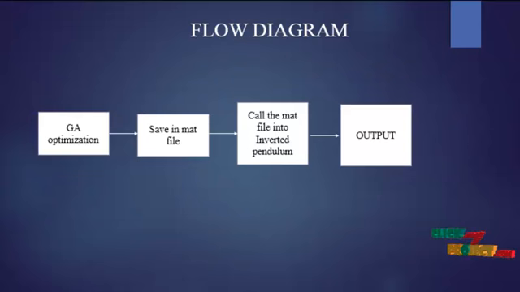Next we see the flow diagram. In the flow diagram, the optimization is GA optimization, then the optimized value is saved in a mat file, then the mat file is called into the inverted pendulum pivot section, and the output of that pivot section will be shown in the corresponding Simulink scopes.